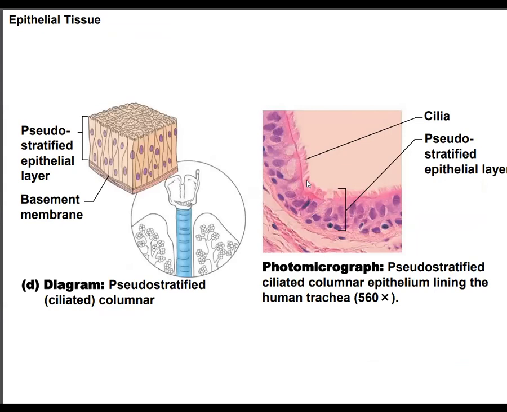The next one is pseudostratified columnar epithelium. So pseudo means fake or false. So if you wear fake eyelashes, you actually wear pseudo eyelashes. Okay, so pseudo means fake, and it's fake stratified or fake layers.